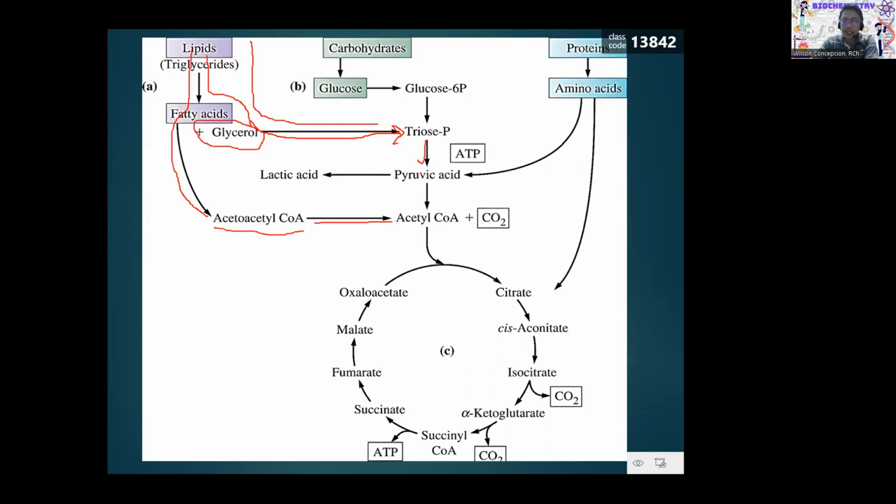Pyruvic acid. After that, it can proceed in two ways. It can become lactic acid, or it can become acetyl-CoA. Don't worry yet about this last portion, the portion at the bottom. That is the citric acid cycle, at the very bottom. So you will study it by part. Okay? So that is how lipids are converted.